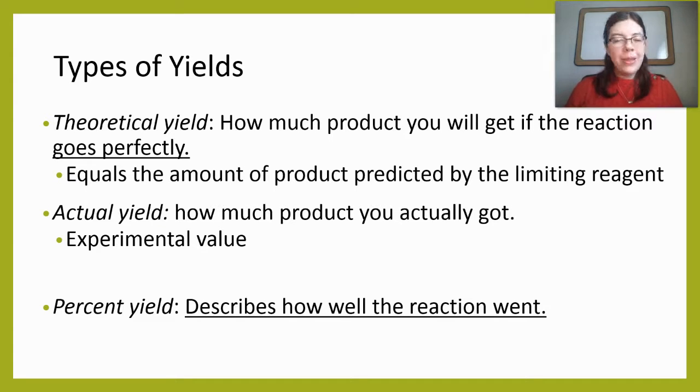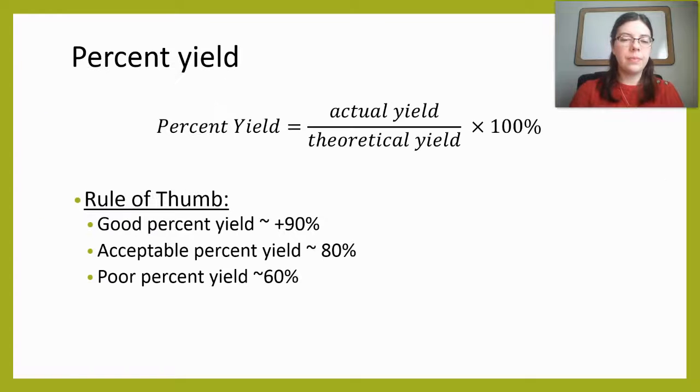Finally, in order to compare these two numbers, we have something called the percent yield, which describes how well the reaction went. And sometimes reactions just are naturally bad. They don't give us a whole lot of product. Sometimes it's a matter that humans, we make mistakes when doing the lab, so that causes us to lose some of our product. But percent yield can be used to describe how well the reaction went overall.